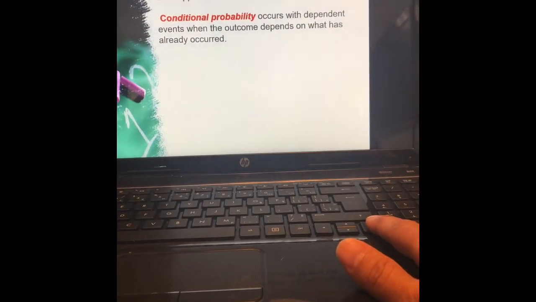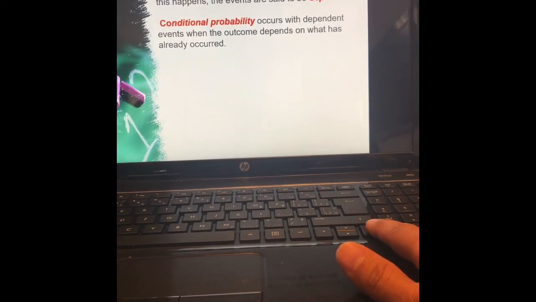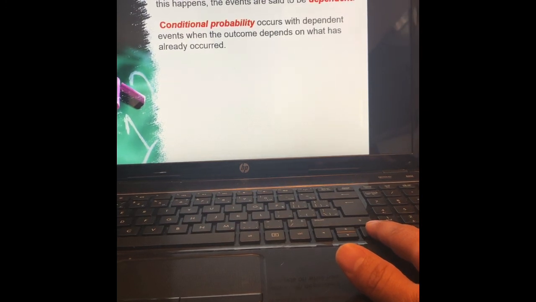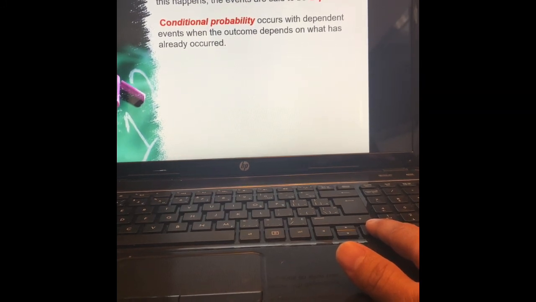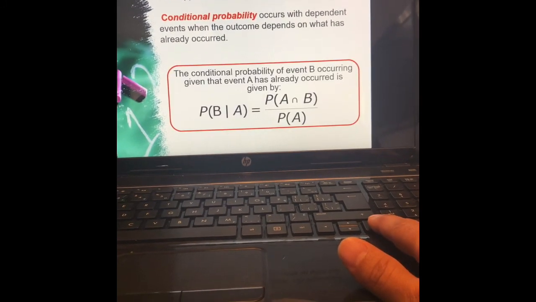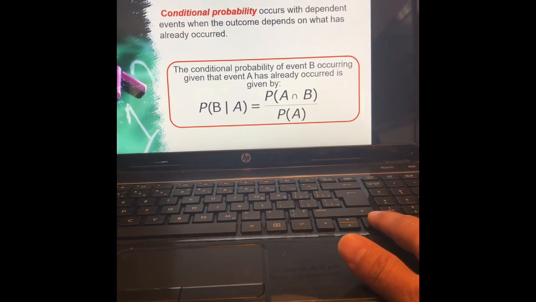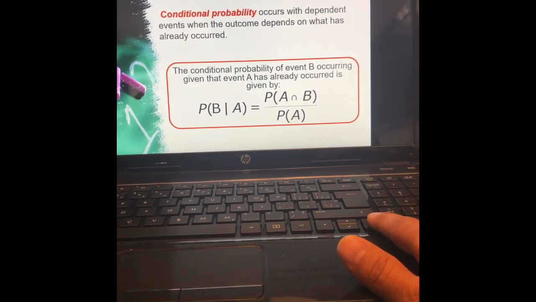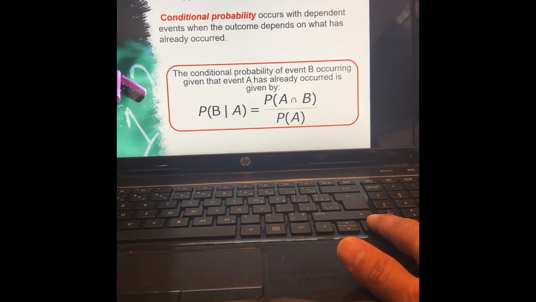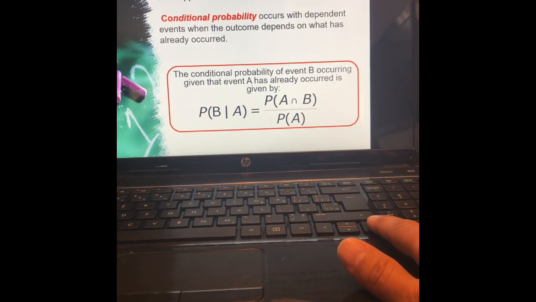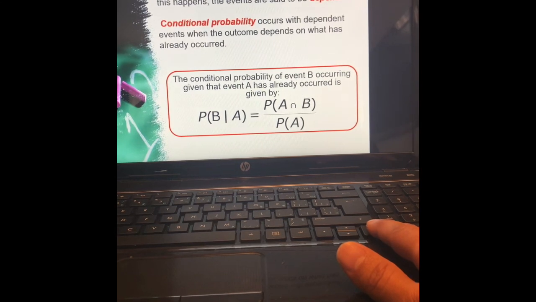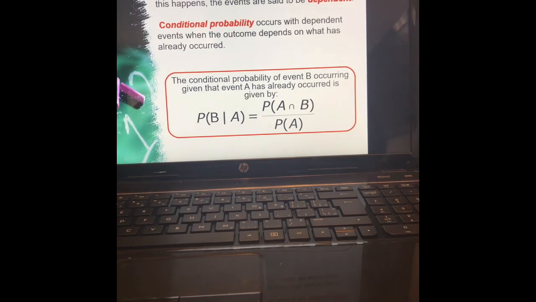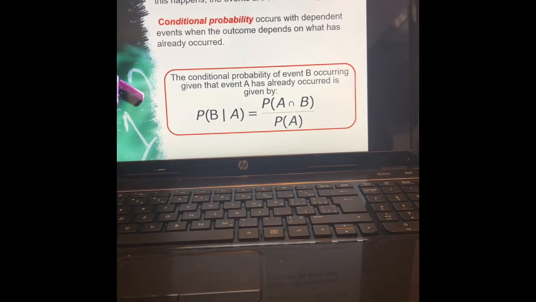In some cases, probability events depend on the outcome of another event, so they're dependent on each other, and that's conditional probability. When dependent events occur, one event depends on the other. So the conditional probability formula: the probability of B happening given that A happened is equal to the probability of A and B happening divided by the probability of A.